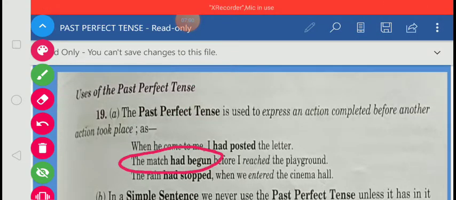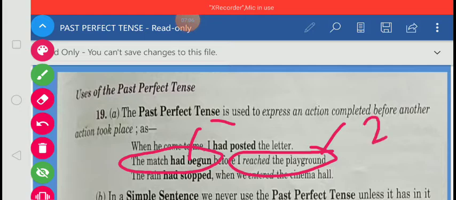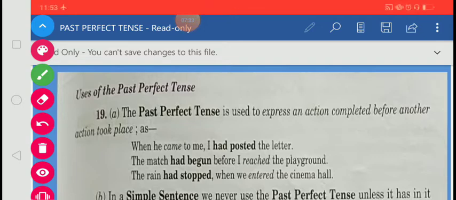This action takes place first, and this action takes place after this one. Okay, after the first one. So that's why the first one has been written in past perfect tense, and the second one has been written in simple past tense. So while using simple past tense and past perfect tense, we must remember that the action which takes place first is written in past perfect tense, and the action which takes place later is written in simple past tense.